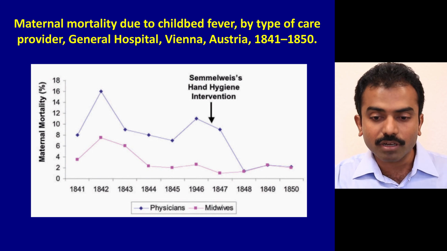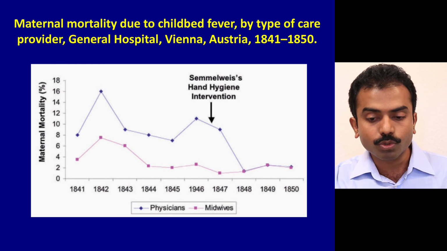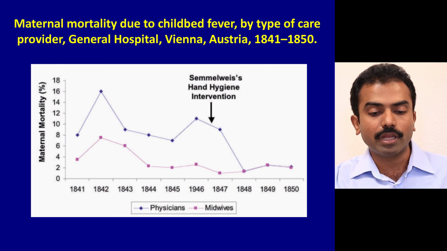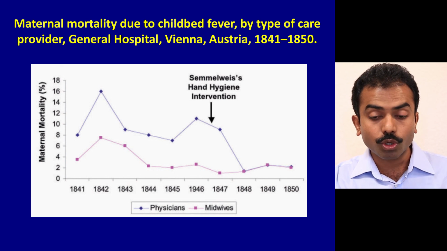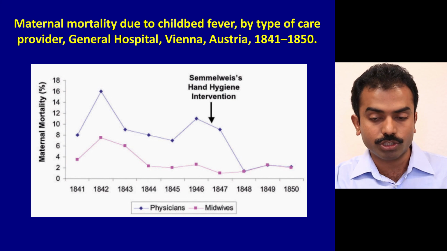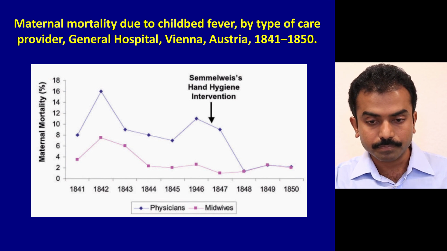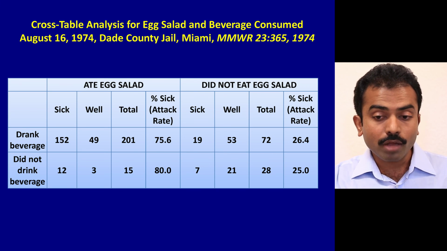And if you look at this particular graph, it actually made all the difference. Around 1847 the hand hygiene intervention was implemented, which brought the maternal mortality down to the level of about 2% in the second clinic. So in this particular case, the exposure was the hand hygiene intervention, and the outcome is prevention of maternal mortality. We can go on for several examples.